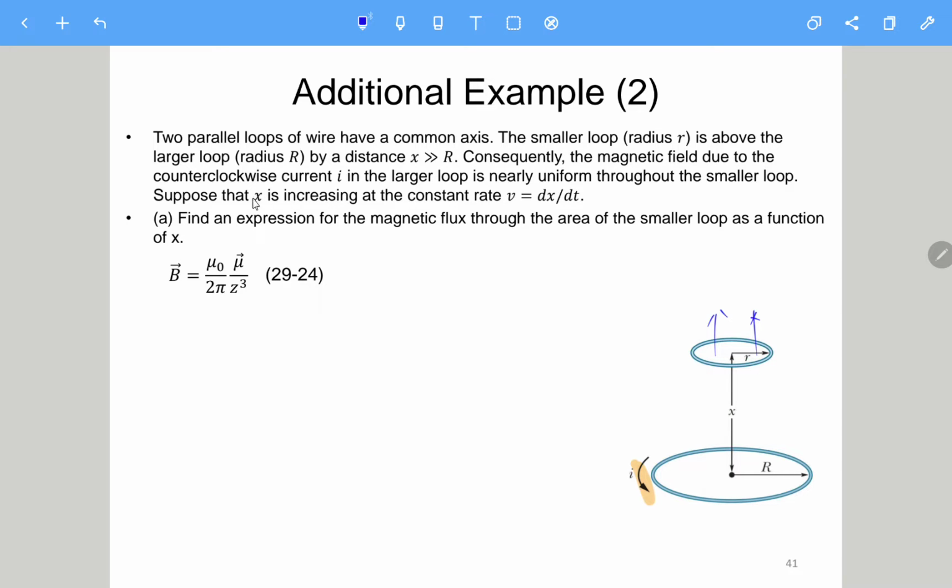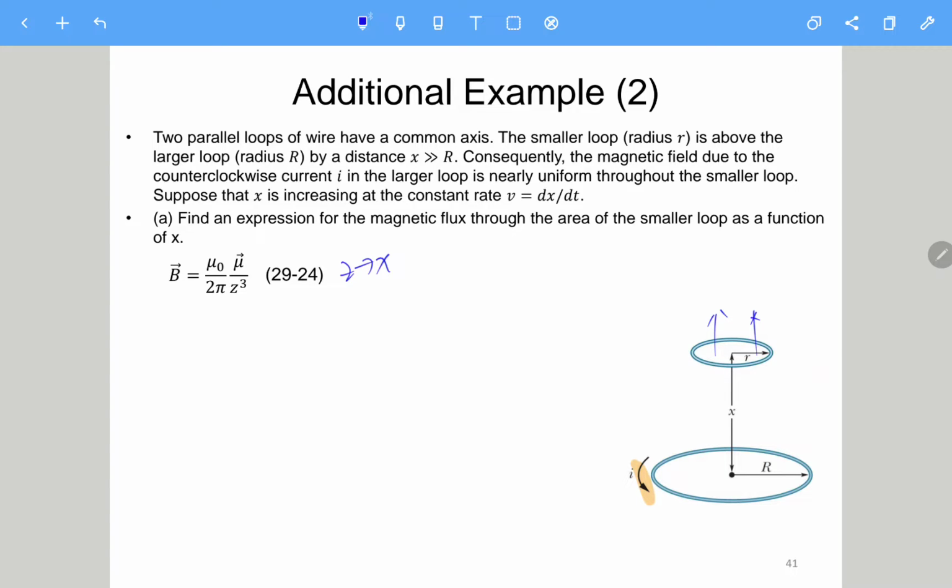Suppose x is increasing at a constant rate v, so it is the velocity. We'll find an expression for the magnetic flux through the area of the smaller loop as a function of x. This is a magnetic dipole, and we assume x is quite large. In this question this is x, but in the previous chapter we used z, so we just change z to x.